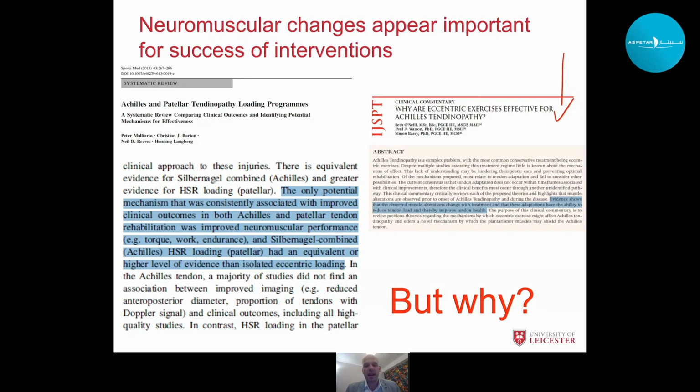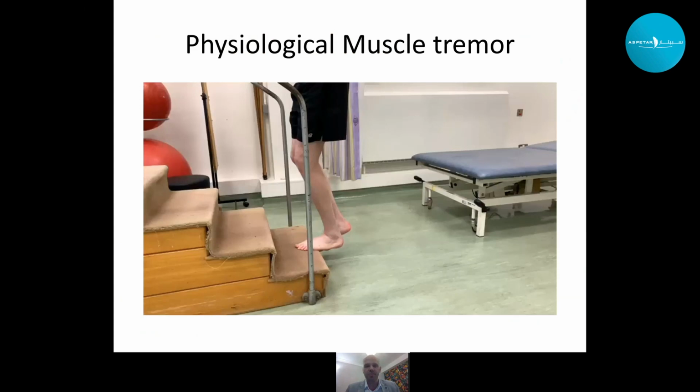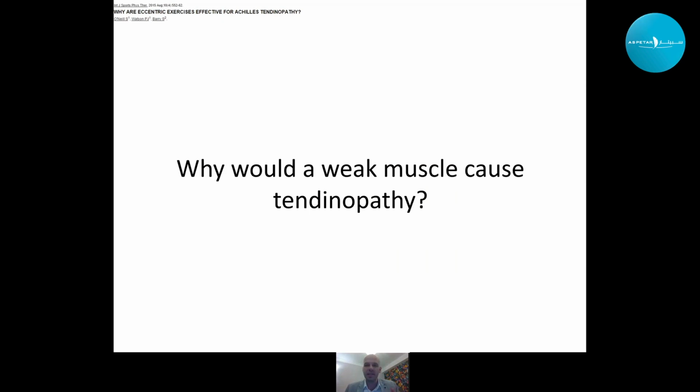But equally, Pete Manieres has identified that when we look at recovery, torque, work and endurance seem to be the only thing that teases out in the literature as what changes during rehab, and it seems to be these changes that are critical. I won't show you the videos, but you can catch up with that when I send them through. But we can see during this activity of heel rise, the person shaking as they do it. And it's that movement that is this muscle tremor.